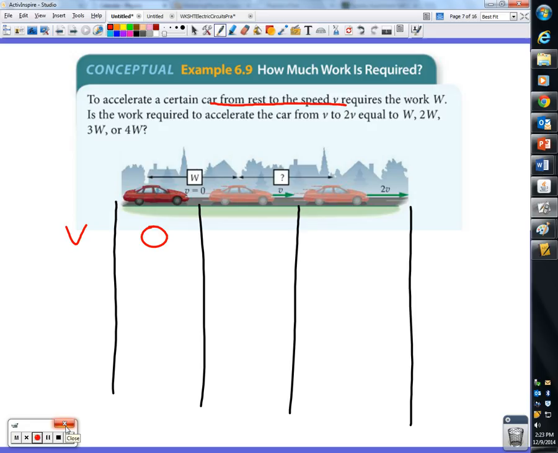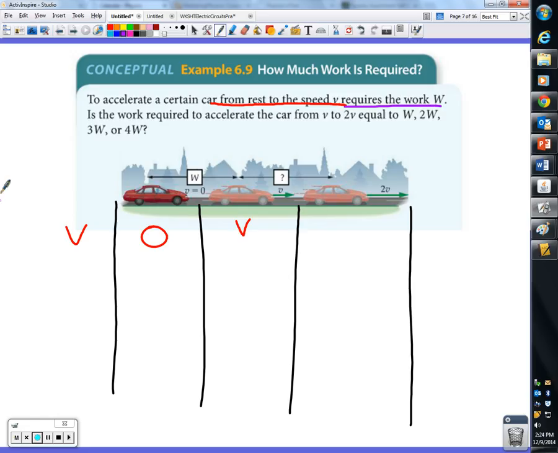It says it then accelerates to a speed v. It doesn't tell us actually what that speed is, but we know now that this car is going that fast at that second picture in the example. Good with that so far? It then says that doing that requires the work W.